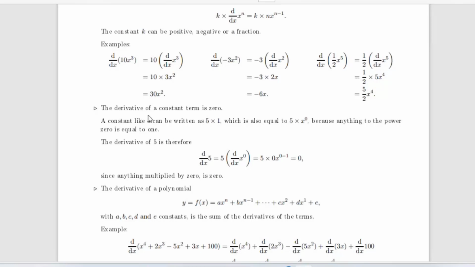Now, let's continue. They're saying the derivative of a constant term. The derivative of a what? Constant term is 0. Now, this is what they are saying. A constant like 5 can be written as 5 times 1, which is also equal to 5 x to the power 0. Okay, now I need to talk to Dikezo.